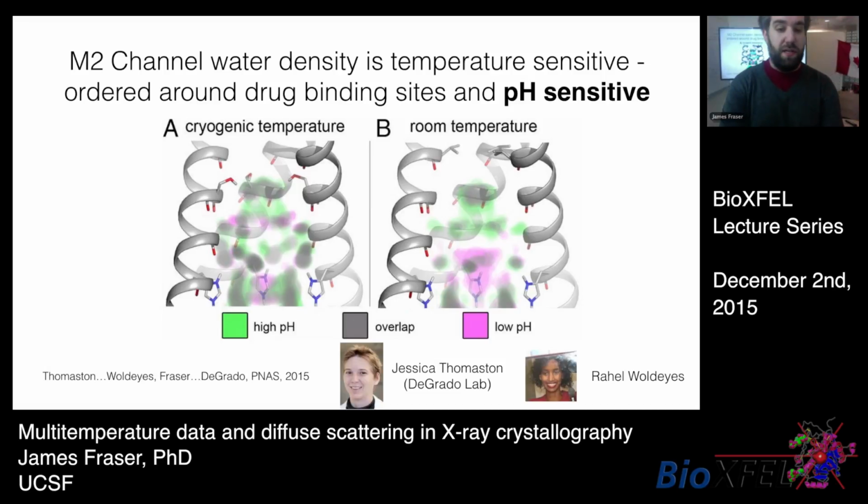And so we were quite interested in what causes this change in water density in the channel. pH seems to be having a smaller effect than temperature in a lot of ways. And in this case, pH is intimately linked to the protein function as well as its drug binding mechanism. The major caveat from our room temperature data has been, of course, the radiation damage effects. I'm happy to say that Rahel and Jessica just collected beautiful data sets at SACLA last week, at both high pH and low pH at ambient temperature, using their LCP setup there. So we should get a much better idea of what the solvent changes are within this channel in the coming days from the XFEL experiment.